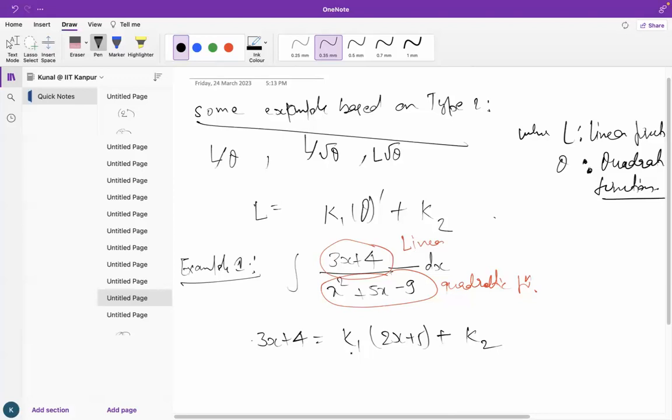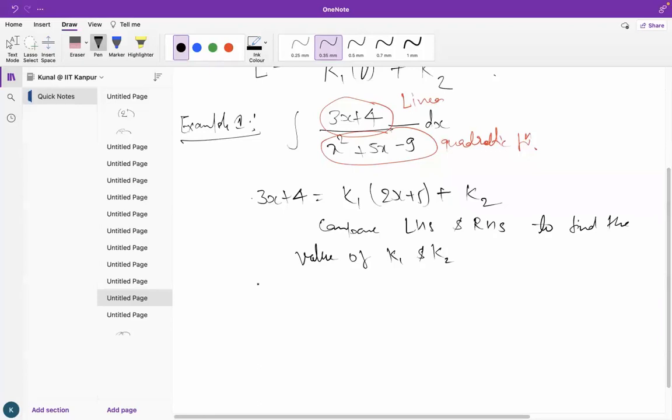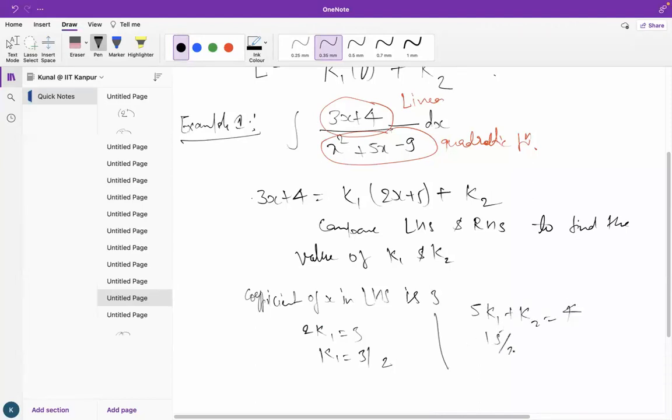Then compare LHS and RHS to find the values of K1 and K2. The coefficient of x in LHS is 3, so the coefficient of x in RHS must be 3. Therefore 2 K1 is equal to 3, so the value of K1 is 3 by 2. And 5 K1 plus K2 is equal to 4, so 15 by 2 plus K2 is equal to 4. Solving for K2, we get 4 minus 15 by 2, which is equal to minus 7 by 2. I hope you all understand this.